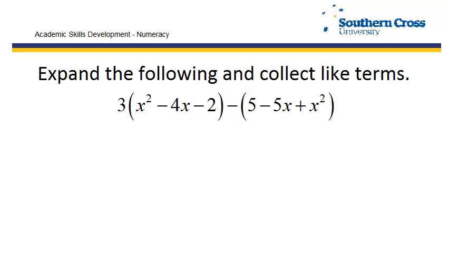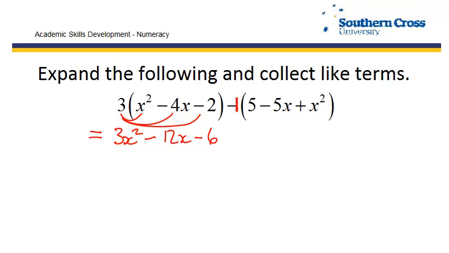So we've got two sets of brackets to expand, and I'm going to just put a 1 in at this point. It will be a little bit helpful when we get to it. So expanding the first bracket out, we need to multiply every term inside the brackets by 3. So 3 times x squared is 3x squared. Subtract 3 times 4x is 12x. Subtract 3 times 2 is 6.